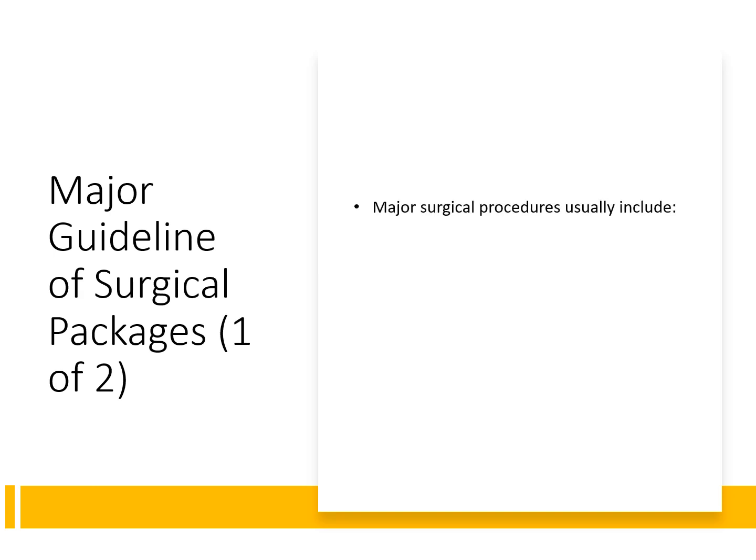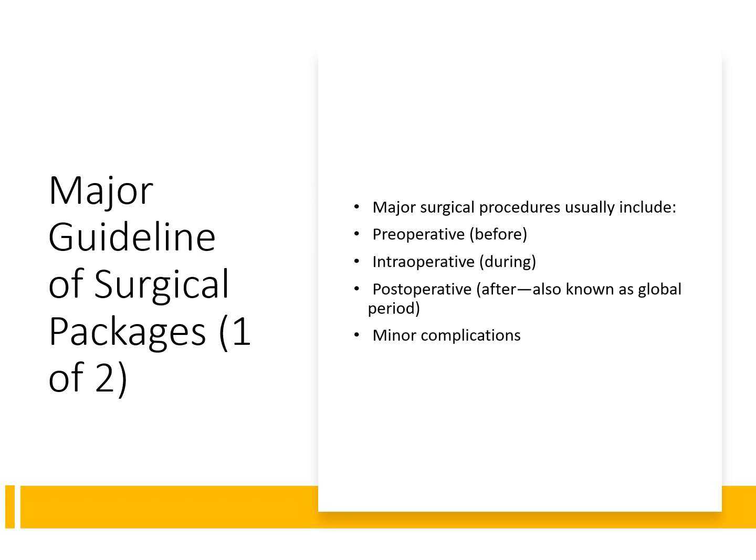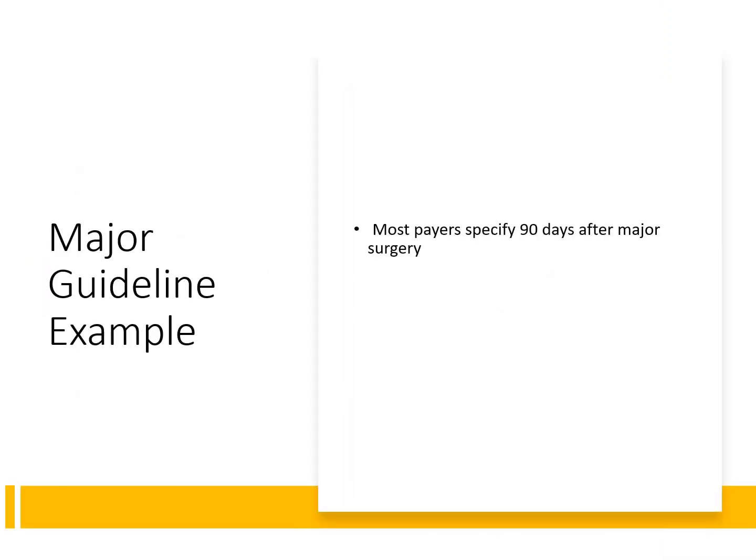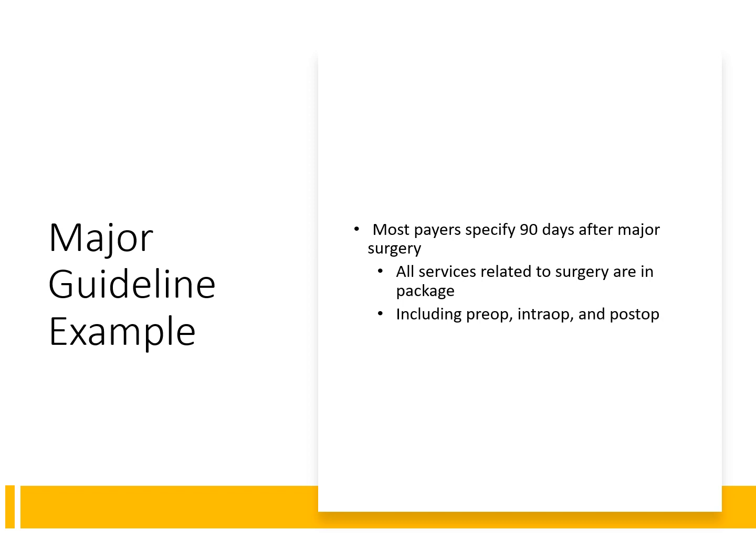Major guideline for surgical packages: our procedures usually include preoperative, intraoperative, and postoperative services, and minor complications. Major guideline surgical procedures, one bundle, one price. A minor procedure may have no bundle. It varies. Minor guideline example, most payers specify 90 days after major surgery. Services related to the surgery are in the package. They include pre-op, intra-op, and post-op. Separate reporting is called unbundling.